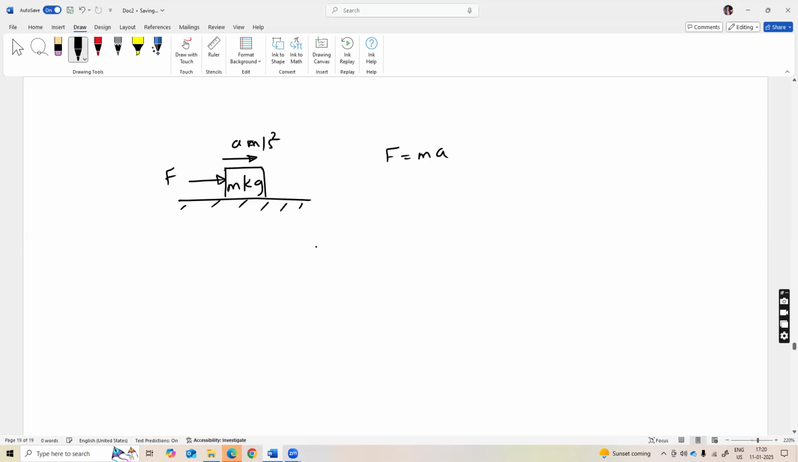So then the friction will basically oppose the relative motion between two objects. Friction force will act opposite to the applied force, and first of all, frictional force is directly proportional to normal reaction, and we know that it is given as mu N, where mu is the coefficient of friction and N is the normal reaction.